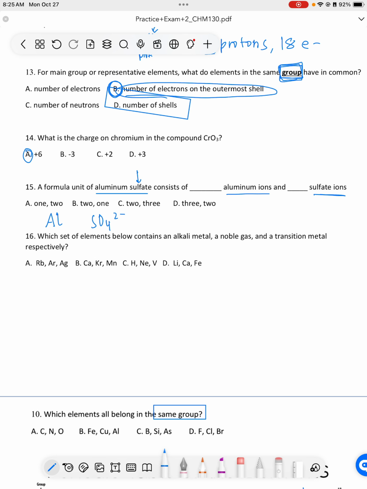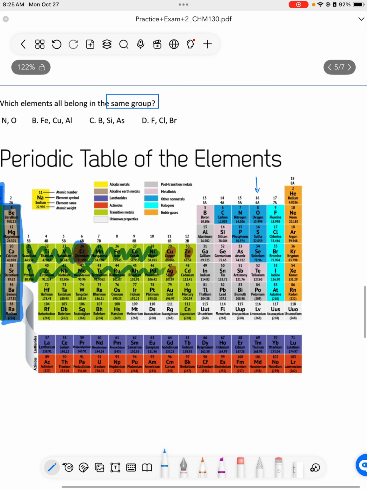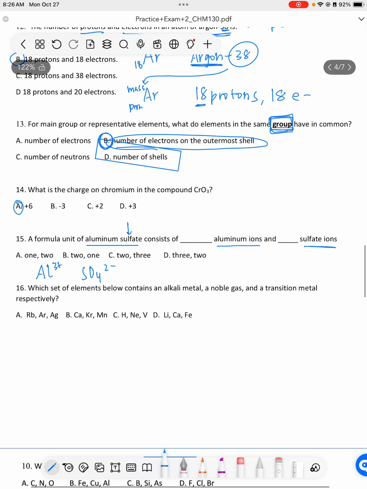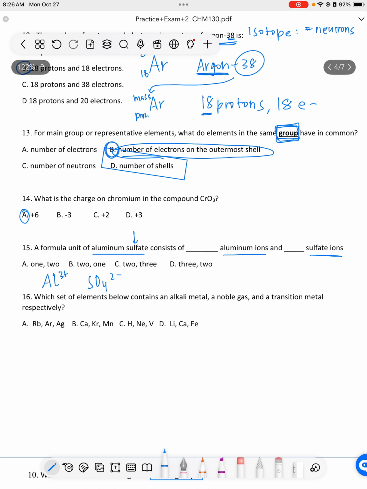And that is what sulfate looks like before we have balanced charge. So it has one sulfur, four oxygens, and a 2- charge. So if we need to balance, we know aluminum is going to have a 3+ charge. Aluminum has a set charge. Here's aluminum, and it's in group 3. And we know aluminum is a metalloid, so it's going to have a 3+ charge. It has a set charge, and it has a 3+ charge.